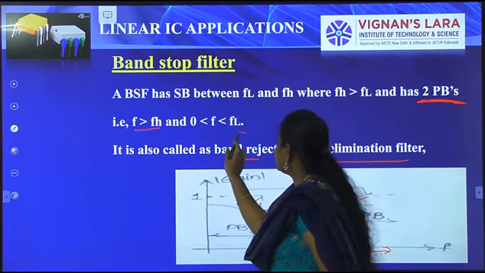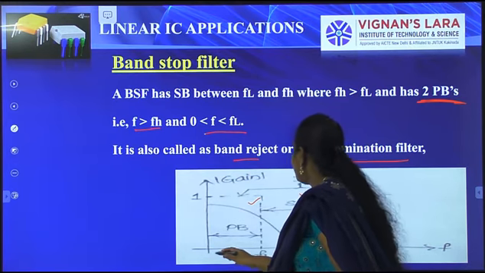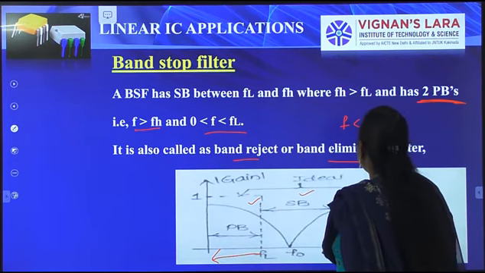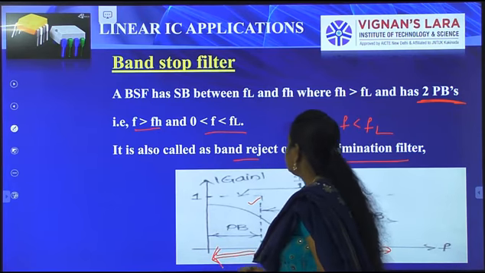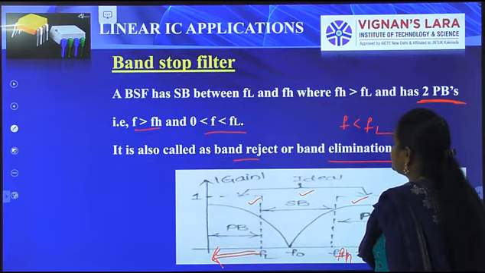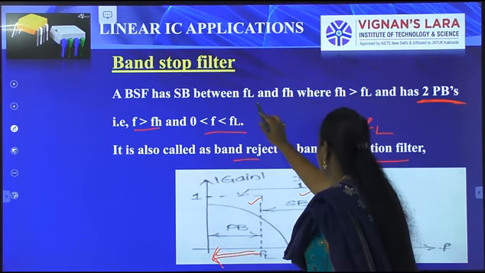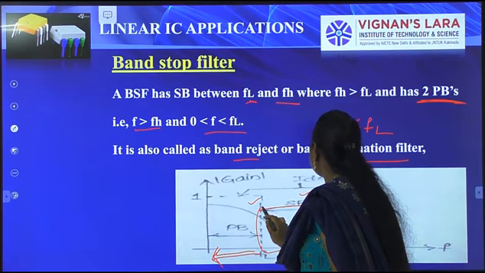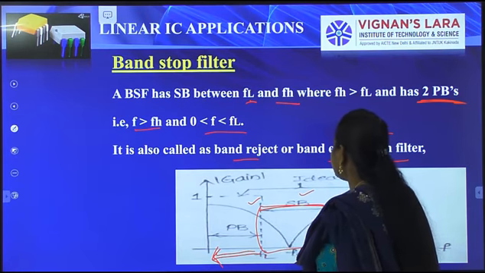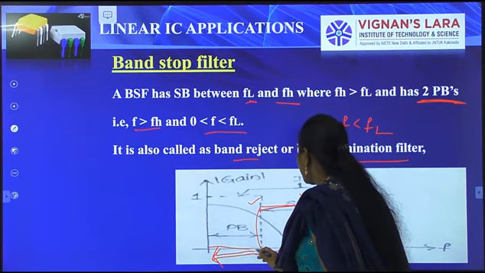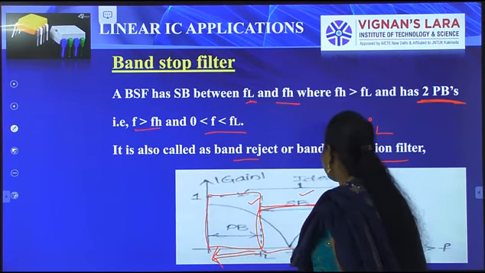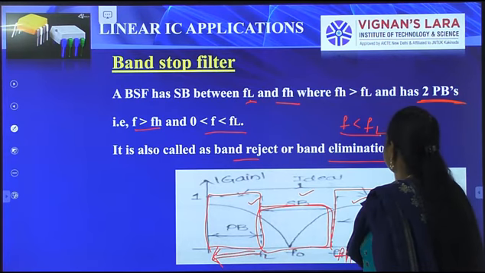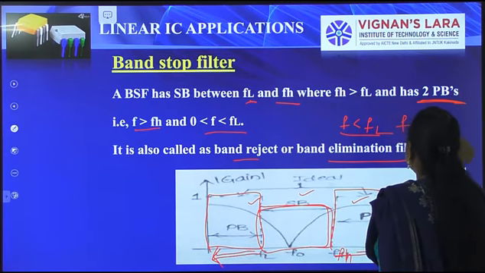And when 0 is less than F and F is less than FL, it will pass the bands. So it has two pass bands. In between FL and FH, it will stop the bands, stop the filtering. That means it will allow the frequency values which are F less than FL and F greater than FH.